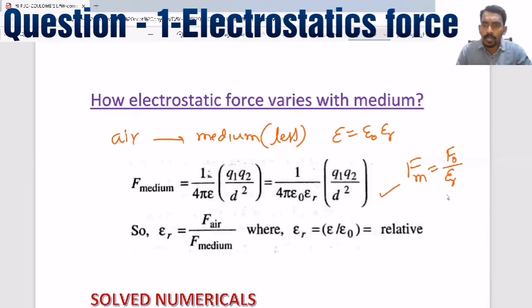Whatever 1 by 4 pi epsilon naught q1 q2 by r square or d square we have taken is for when the medium between the two charges is air or vacuum. So based on this medium change, a question can be asked about the effect of medium on the electrostatic force.